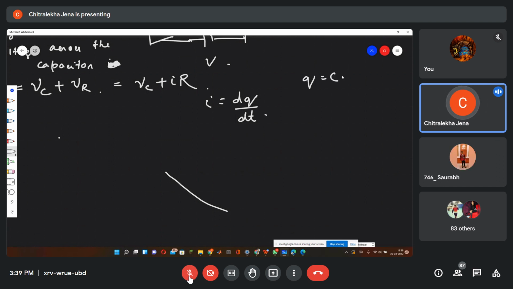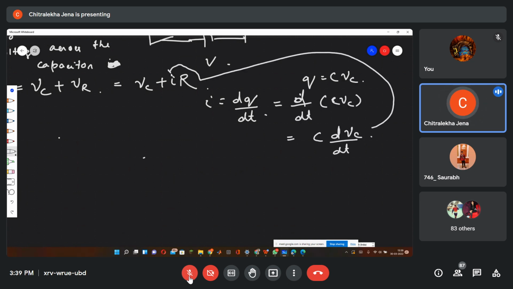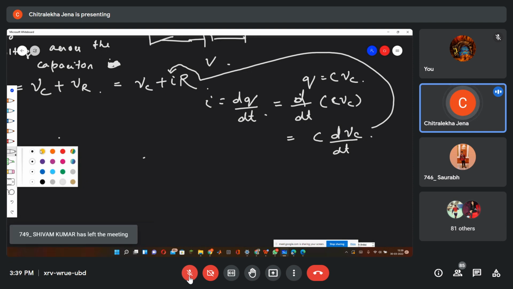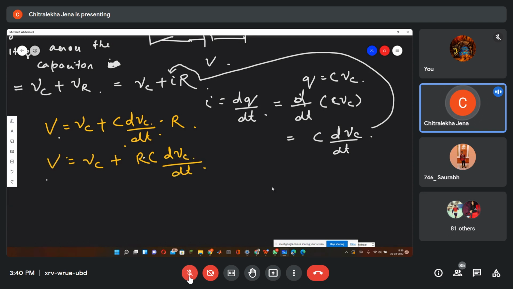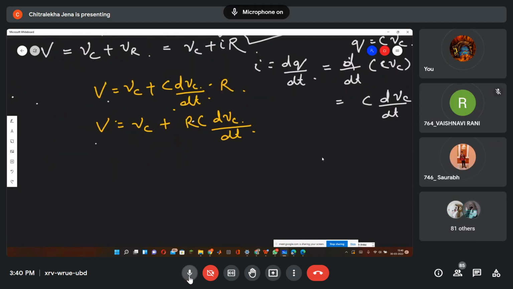So now here I will substitute I as differentiation of C VC, so this is equal to C dVC by dt. I will substitute in the current part. So what will be my equation? Capital V will be equal to VC plus I into R, where I is C into differentiation of VC with respect to time, into R. So V is equal to VC plus RC dVC by dt. Am I clear to all of you? Understood? Very good. Nice responding.